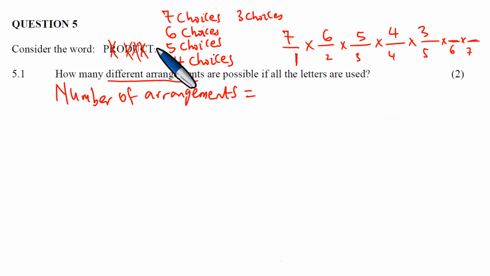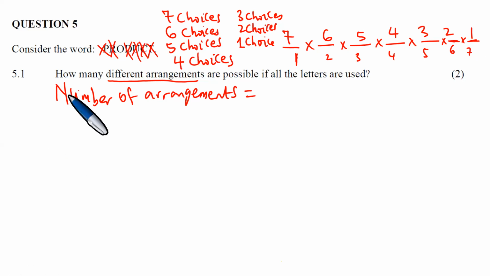After the 3, maybe now you choose T. T is out. Then you have 2 letters remaining, so now you're going to have 2 choices. After that, maybe you choose P, then you're left with only O. Then there's 1 choice.